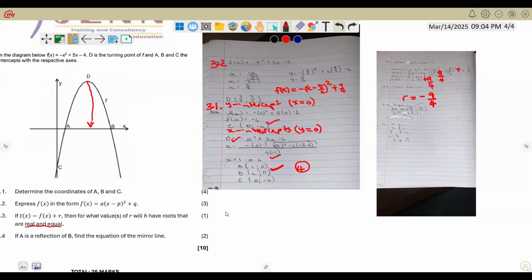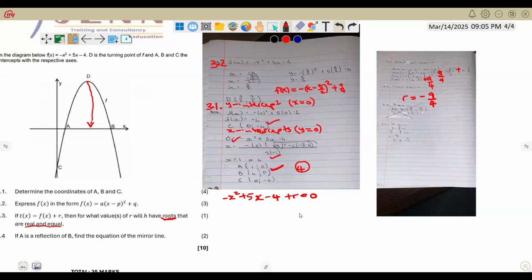Alternatively, you would write the f(x) that you are given. That was going to be long, for 4 marks. You would write f(x) as negative x squared plus 5x minus 4, then plus r. Equate that equation to 0, because we want to get roots. The fact that we want roots is why we are equating it to 0. Is that clear?